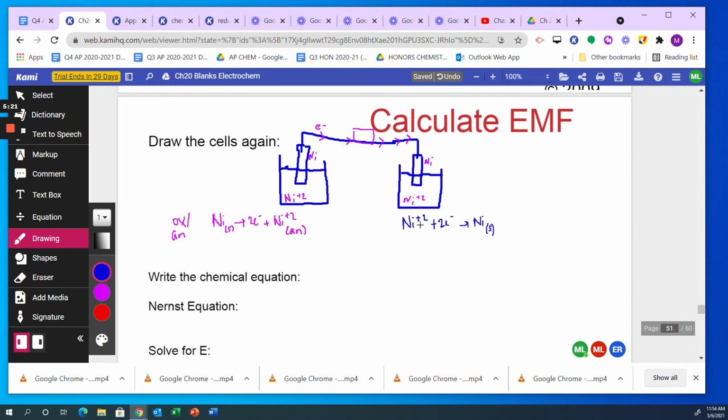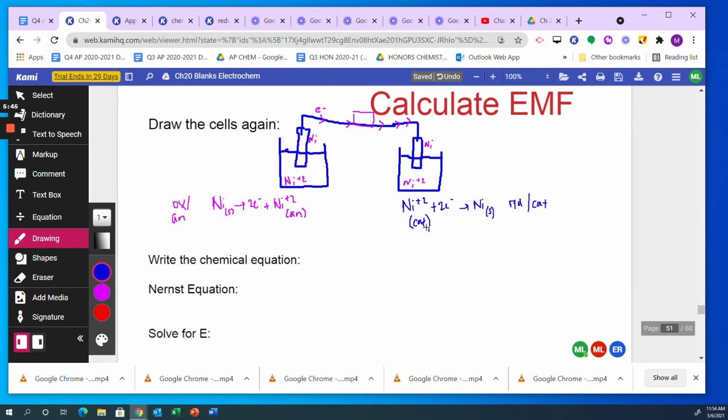This is a reduction because you're adding electrons into it, and this is the cathode. So this nickel is the cathode. Cat, C-A-T, cathode. So we have to write those subscripts to differentiate the two because they're both nickel plus 2.